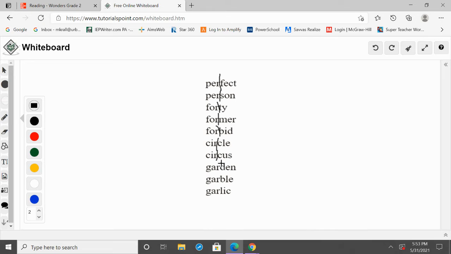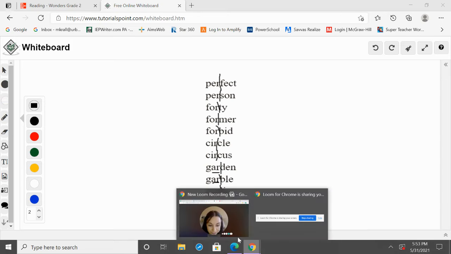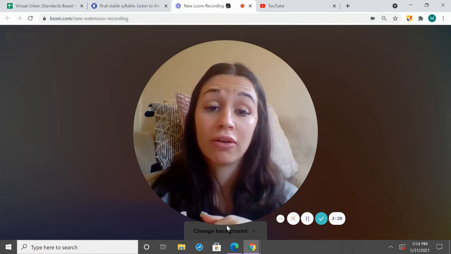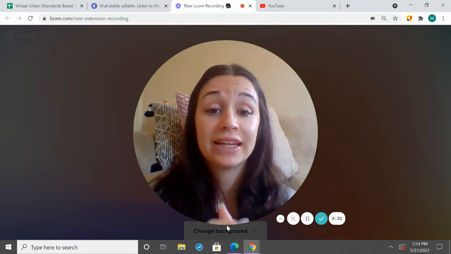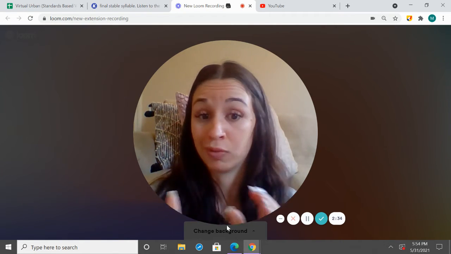Garden, break it up, that AR stays together. Right? We change that vowel sound when we have that vowel and R right after it. It makes an R-controlled syllable because those two stay together in that same syllable, whether it's the first, second, third, whatever syllable it is. Garble, break it up, that AR stays together. And if we have garlic, same thing, that AR stays together in that syllable. So whenever we have our vowel and then an R, they're going to stay together in that same syllable, wherever that is in the word.